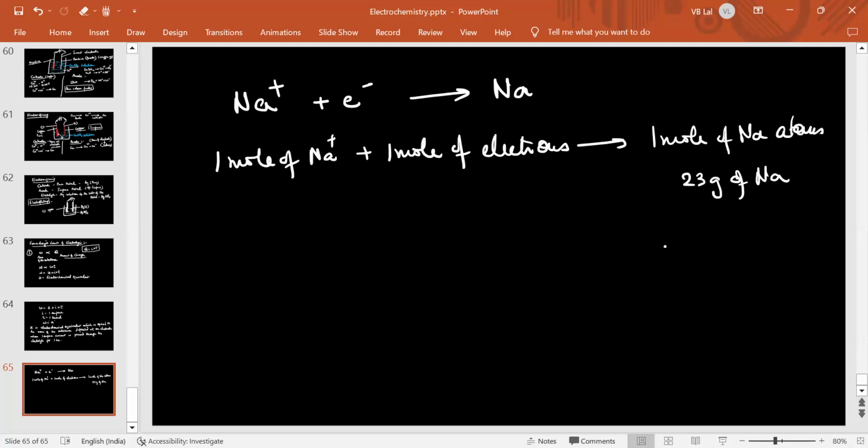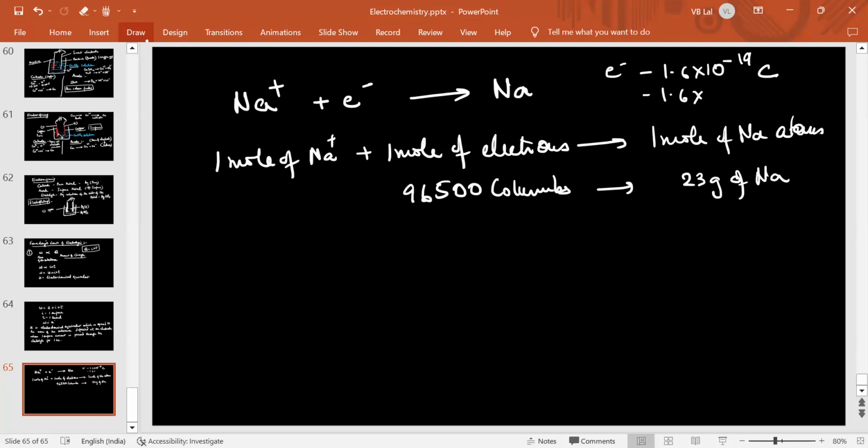What is the charge on 1 mole of electrons? The charge on 1 mole of electrons is 96500 coulombs. For 1 electron, the charge is 1.6 into 10 raised to minus 19 coulombs. So the charge on 1 mole of electrons will be equal to 1.6 into 10 raised to minus 19 into 6.02 into 10 raised to 23. If I do that, I get 96500 coulombs.